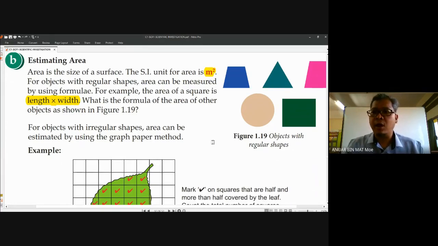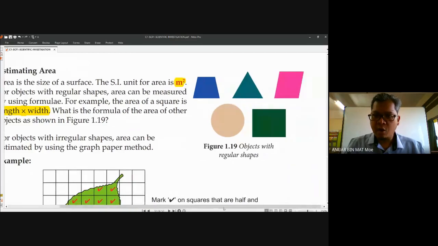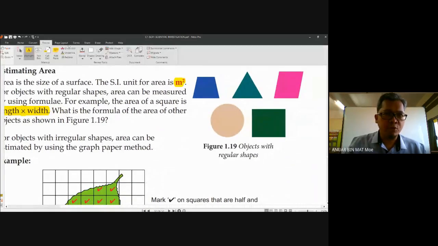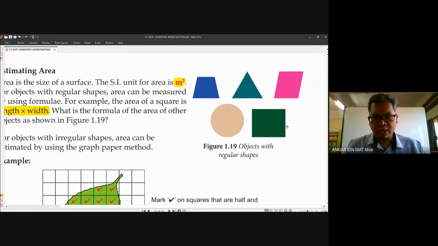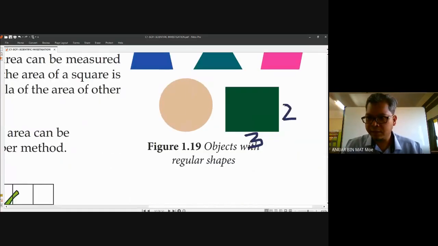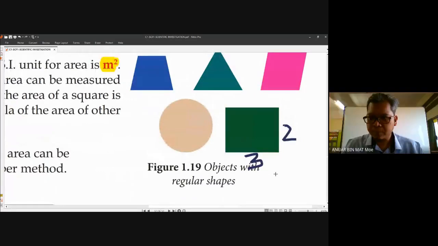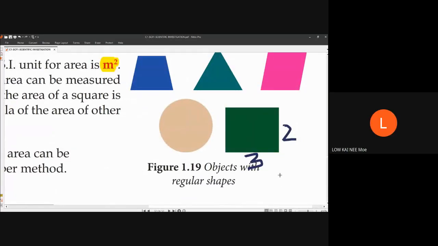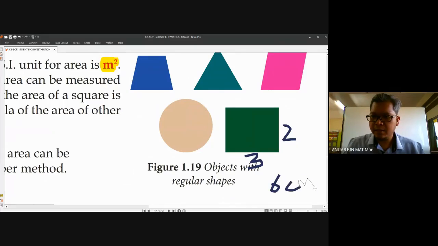If it is a regular object, it is very easy. You can do the calculation for the area very easily. For example, if the length is 2 centimeter and the width is 3 centimeter, what's the area for the object here? The area should be 6 centimeter square, right?